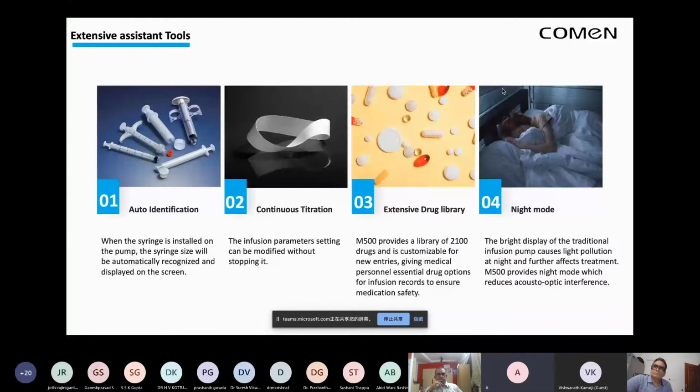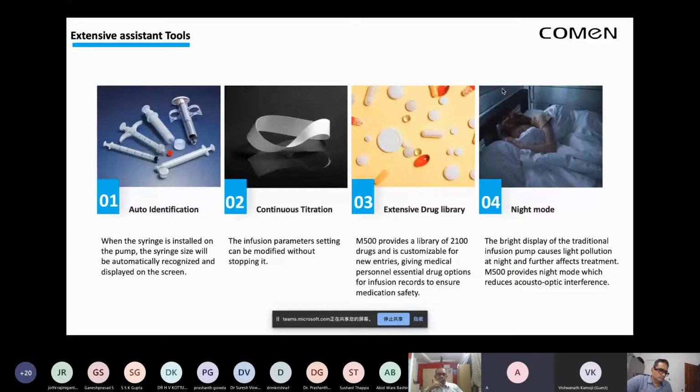So for this kind of function, it will help doctors to work efficiently and reduce doctors' work. Number one, it is automatic identification. When the syringe is installed on the pump, the size will be automatically recognized and displayed on the screen.